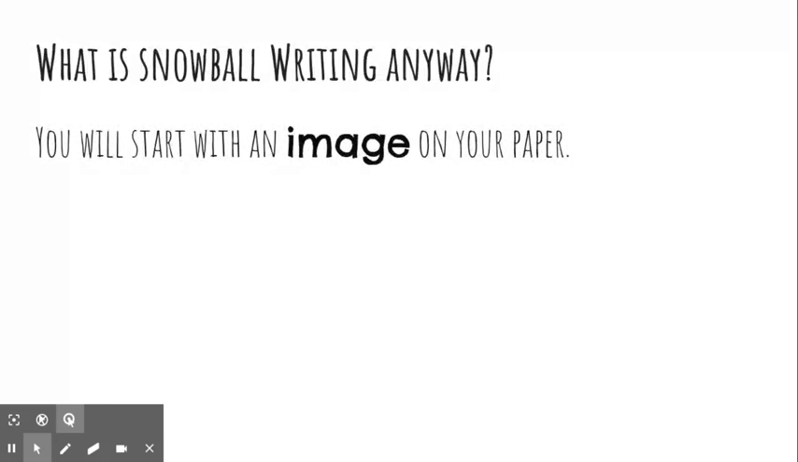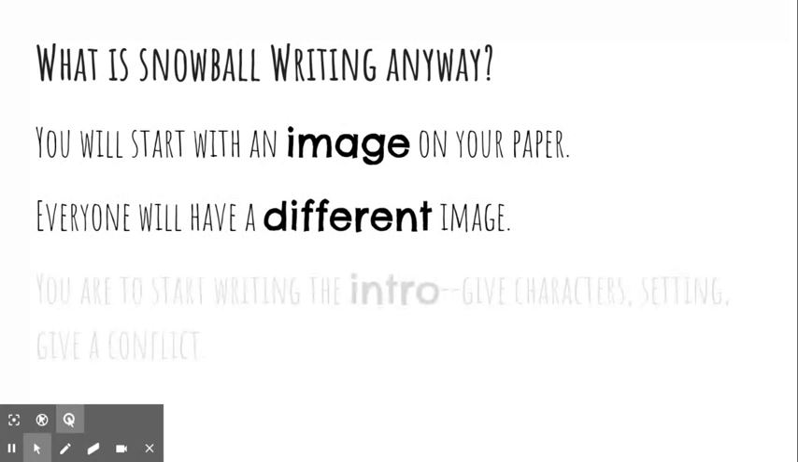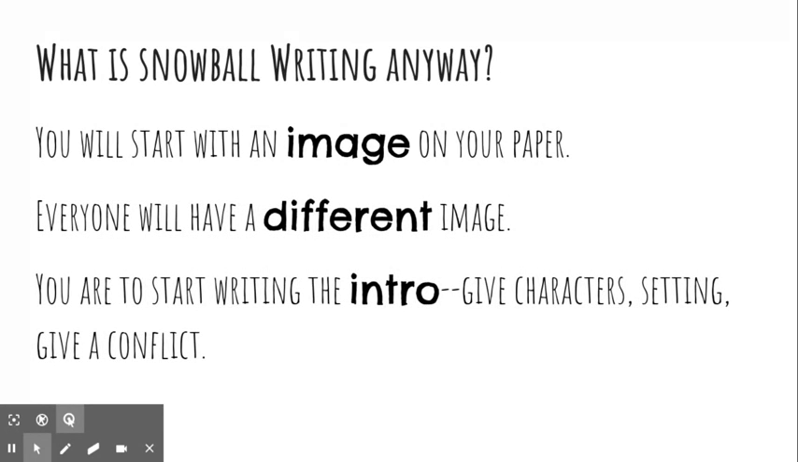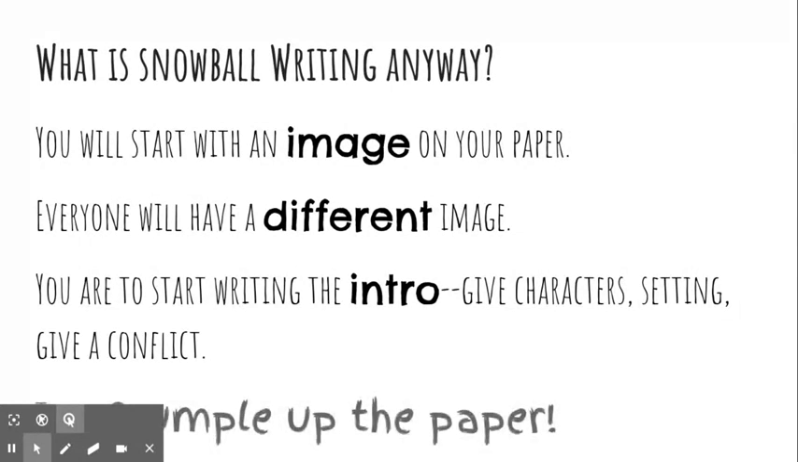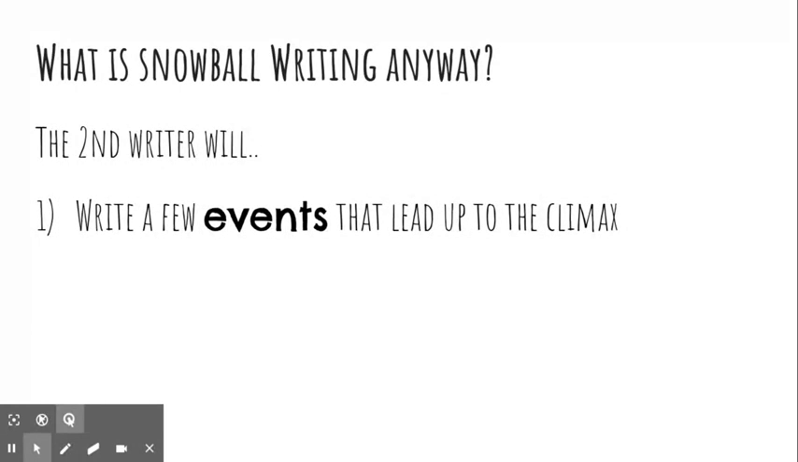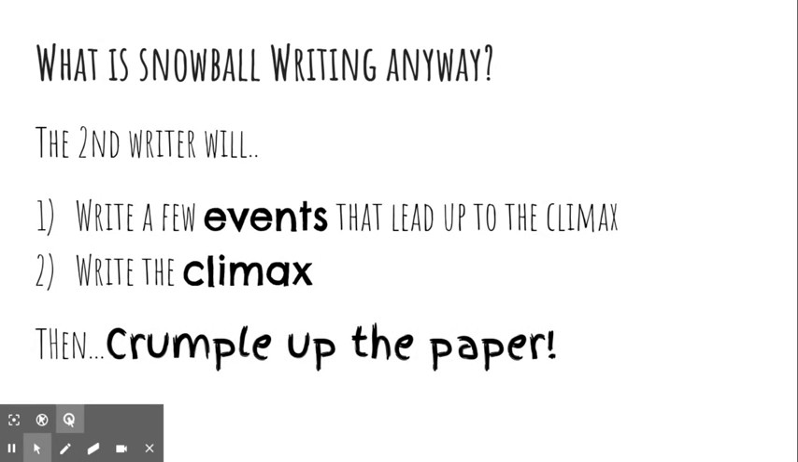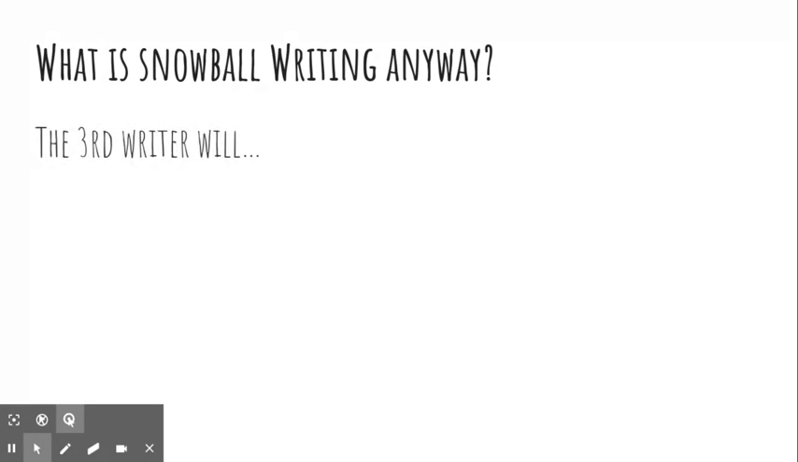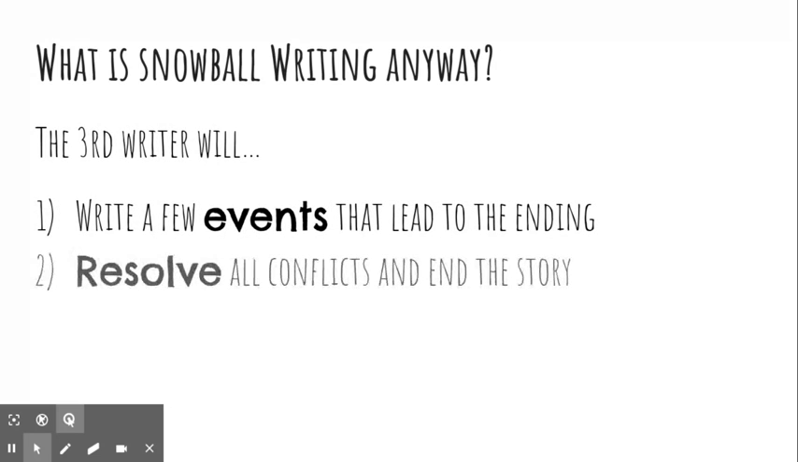So, with snowball writing, you are going to get an image. You can choose whichever one that you would like, and then you just want to start writing based on the image. So, you see something or someone in there. Tell me maybe some characters, a setting, give a conflict. And then, after you have that, in person students are going to be passing around their paper to somebody else in the classroom who will then start writing the rising actions that lead up to the climax. They'll write that climax with the conflict, and then they're going to stop. And then finally, the third writer is going to have the following action events and then resolve all the conflicts in the story.